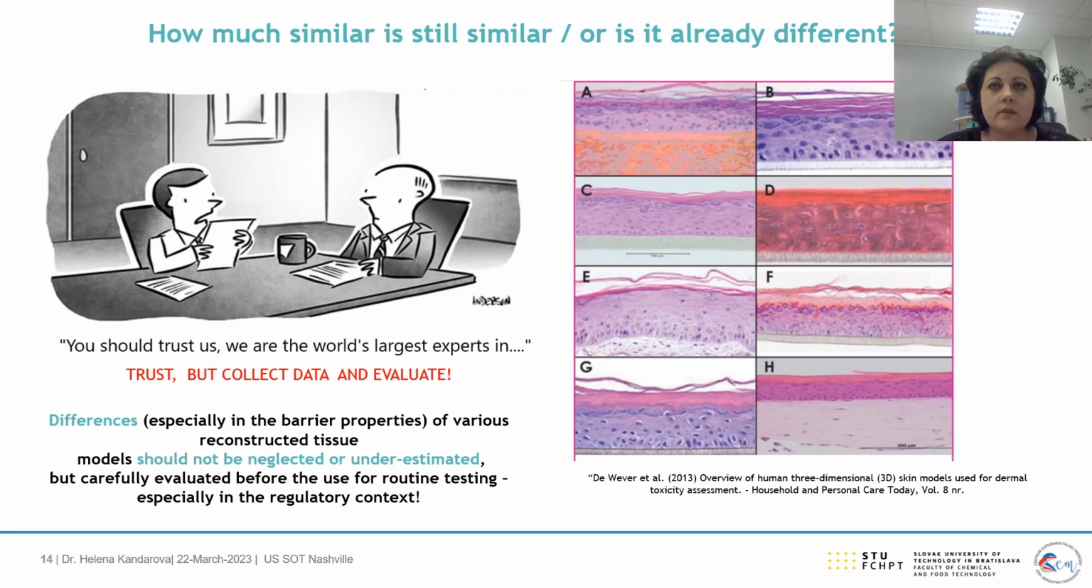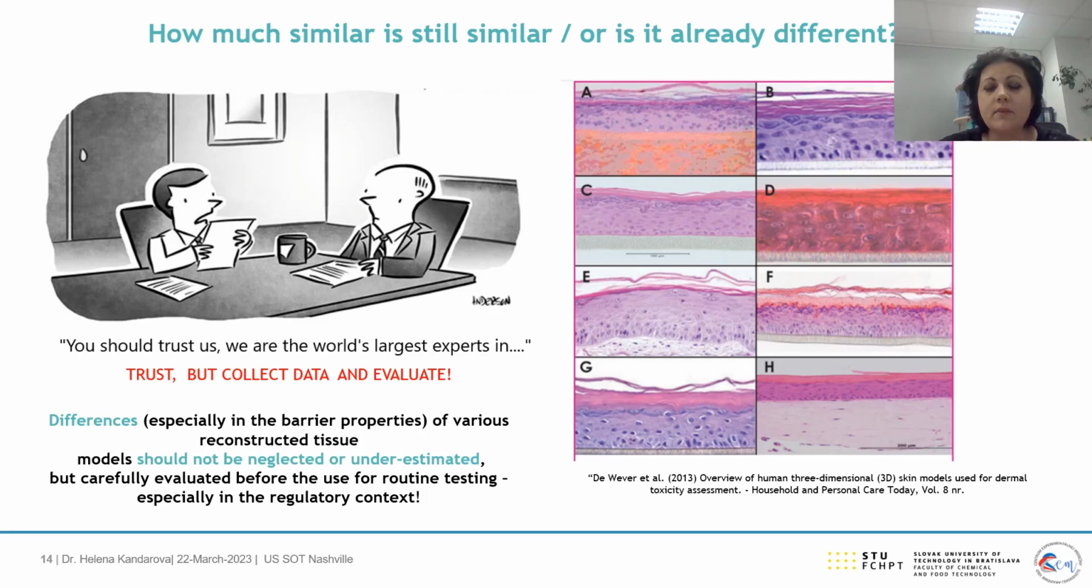So when we are developing protocols where we expect regulatory acceptance, we should really choose materials, tissue models that are highly standardized, and we should really know about the details of the barrier properties, details of the viability, and details on the histology. And how much is still similar and what is different?